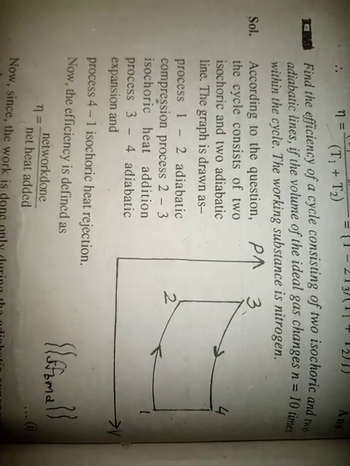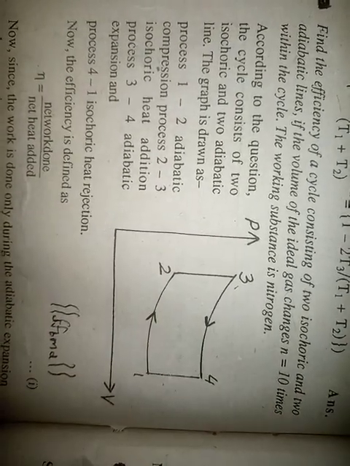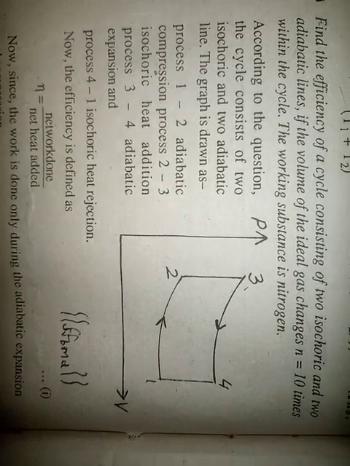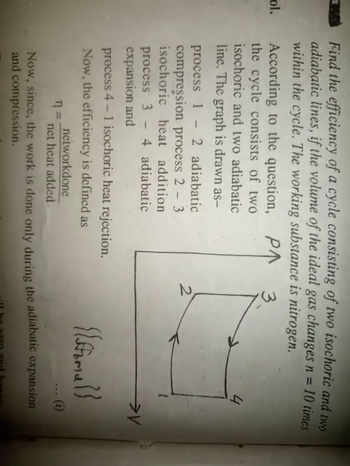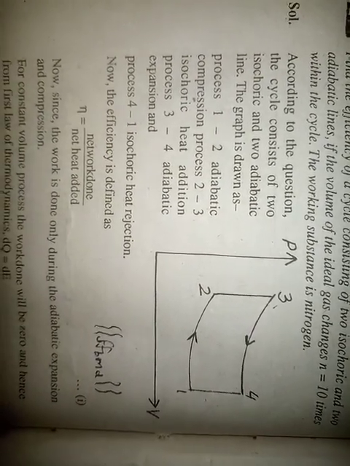Find the efficiency of a cycle consisting of two isochoric and two adiabatic lines if the volume of the ideal gas changes n equals 10 times within the cycle. The working substance is nitrogen.